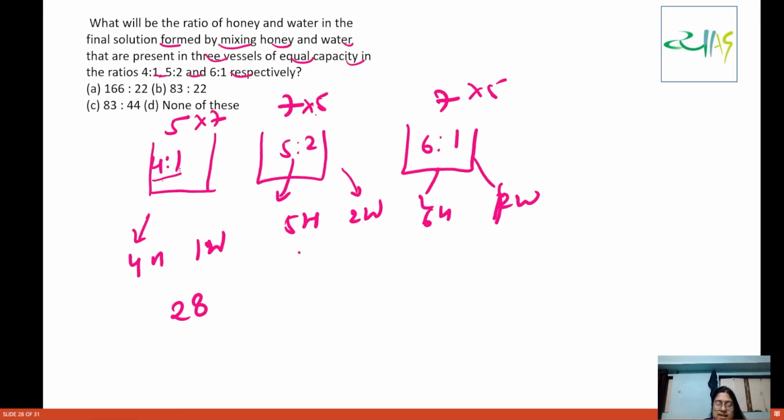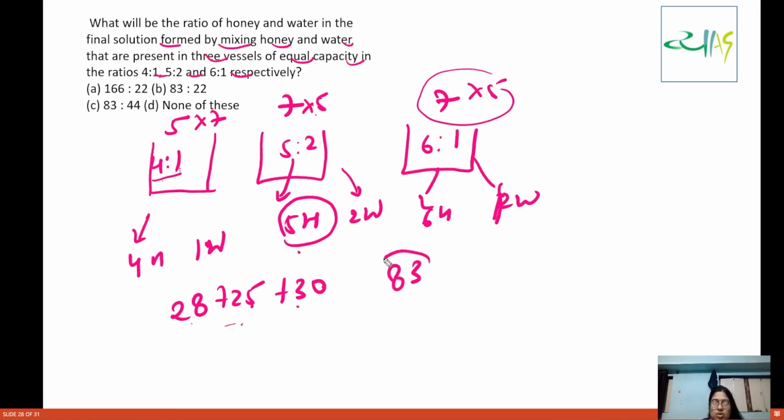Now 35 liter of this will give 28 liter of honey. 35 liter of this will give how much? 25 liter of honey, and 35 liter of this will give how much? 30 liter of honey. So what is this? 28 plus 25 is 53, and 53 plus 30 is 83. Okay, so we have 83. Now we have 83 in two options.